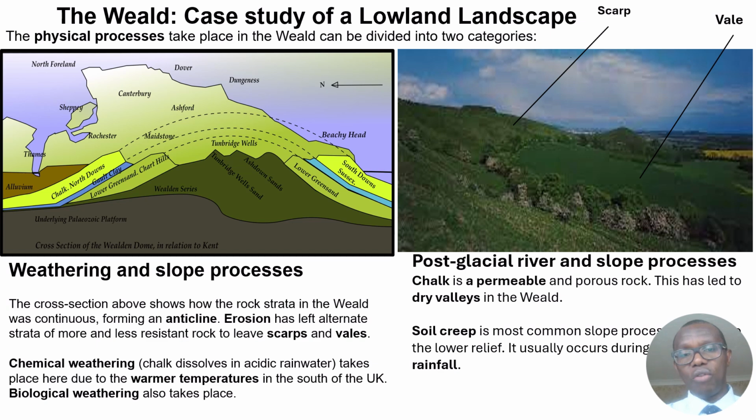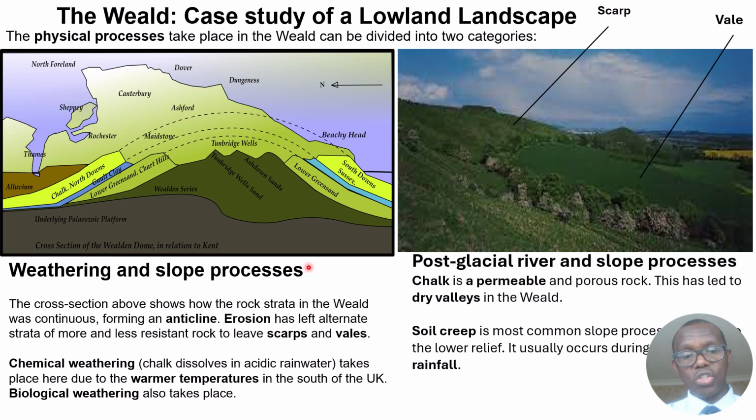So the example of a lowland landscape that we are going to be looking at is the Weald here in the UK. And we are going to be dividing the physical processes that take place in the Weald into two categories. So we have the weathering and the slope processes.